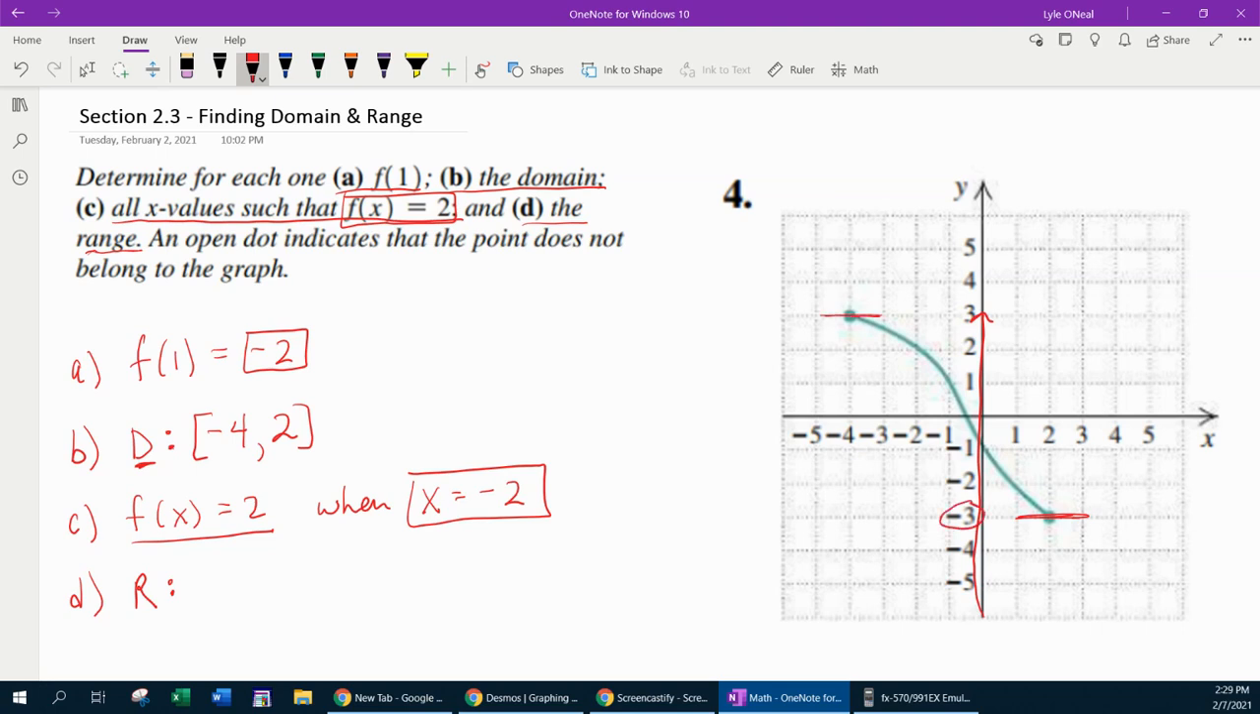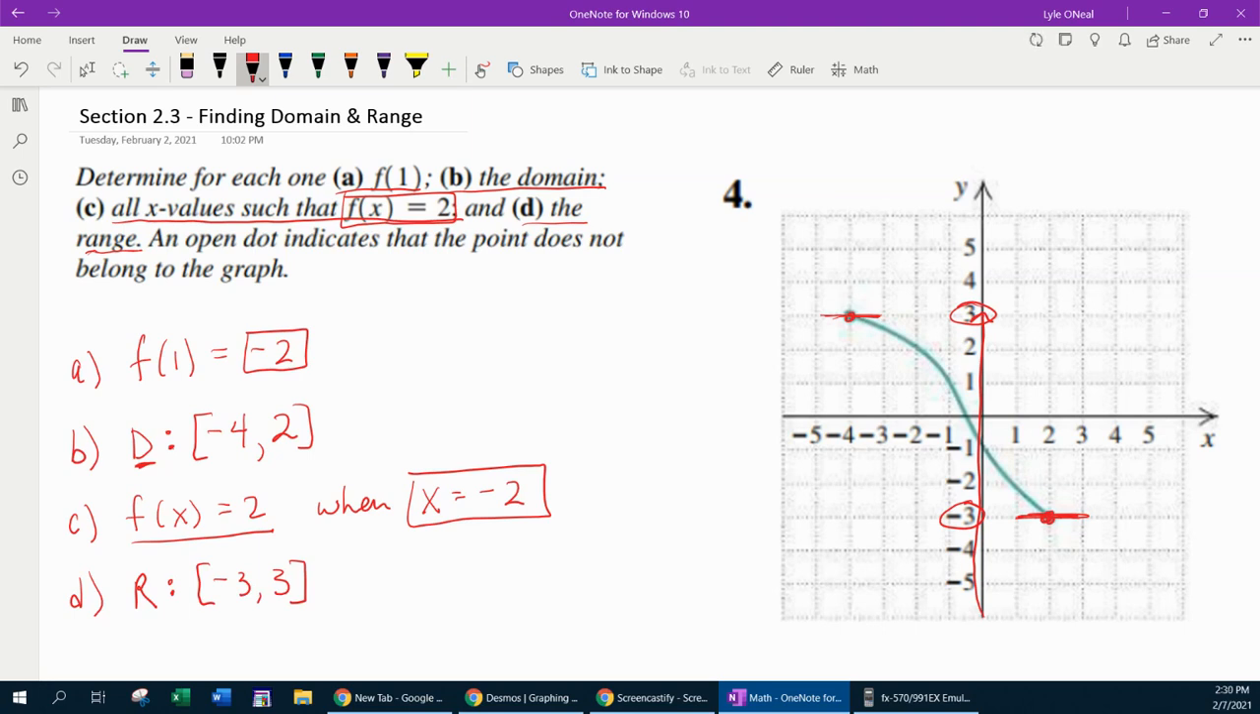So it looks like it starts at -3. That's the lowest that it can be. And then it stops up at 3. That's the highest it can be. And again, since those are solid dots, those are going to be brackets. And it always has to be from bottom to top.